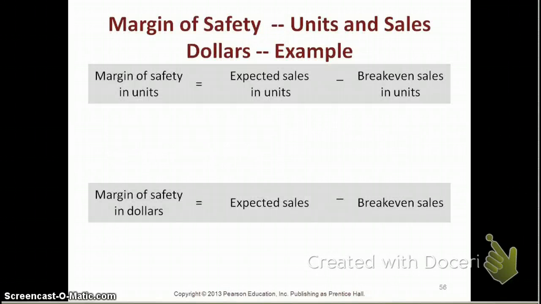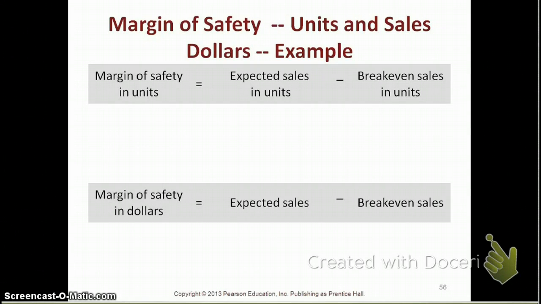You can calculate margin of safety in one of two ways. You can calculate margin of safety in units or in dollars. The only difference between those two is volume. If you multiply the first set of numbers by the sales volume, you would get the second set of numbers. So, margin of safety in units is expected sales in units minus break-even sales in units, or margin of safety in dollars is expected sales, this would be sales revenue, minus break-even sales revenue.